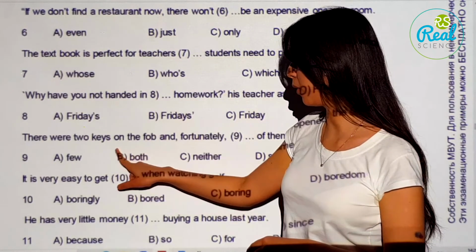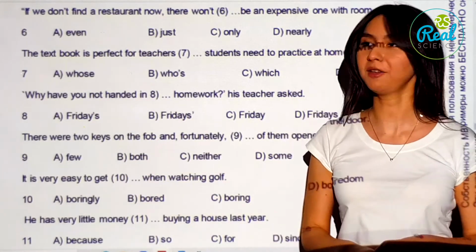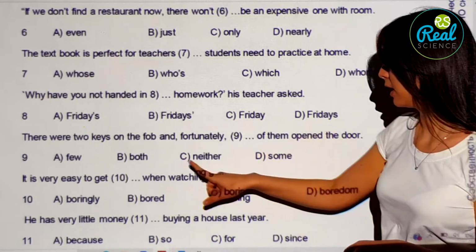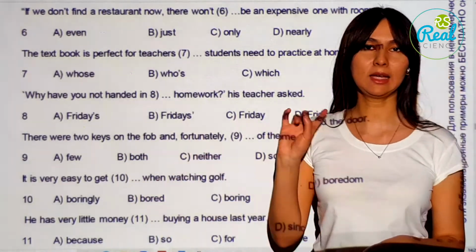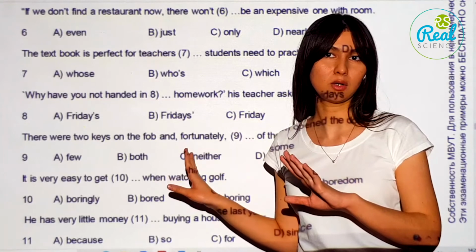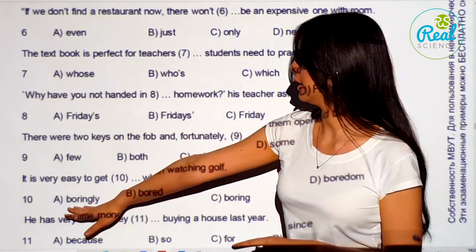Actually, the correct answer is both. B1. Yes, both of them. Actually, yes, opened the door. So the correct answer is B1. So now, guys, neither is used in negative ones. That's why don't use here neither. Okay, now let's look at the tense.